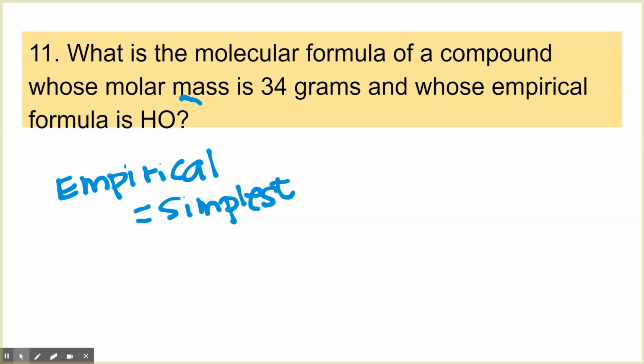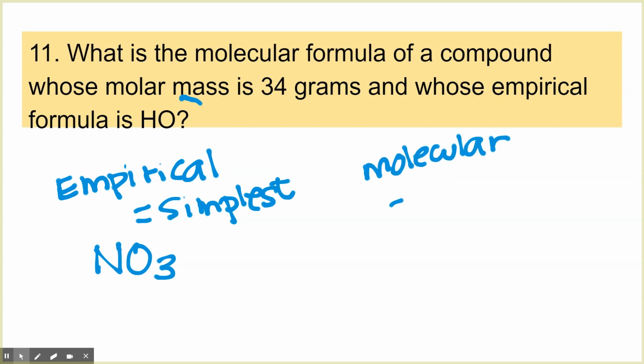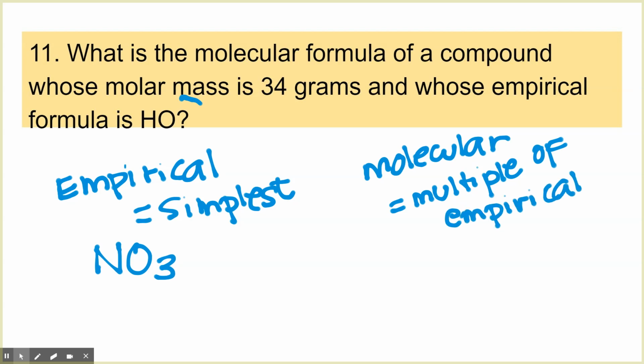For example, and this is just some random stuff I'm writing down, all right? NO3. See it? Okay. So what are the subscripts here? 1 and 3. You can't find a number to divide 1 and 3 with and get something lower. So that is already the empirical formula. On the other hand, the molecular formula, guys, is the multiple of empirical formulas. Or you can still simplify this. So you can further simplify a molecular formula.